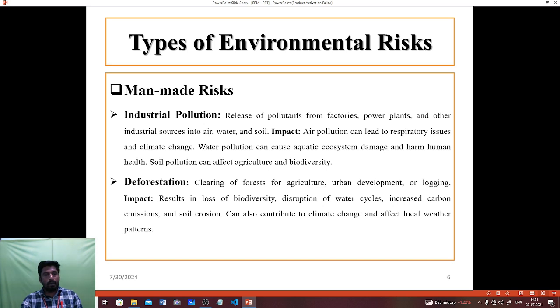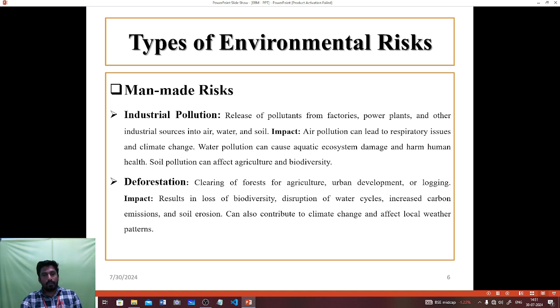And the second type is man-made risk. Man-made risk is when we disturb the environment through our own activity or for our own profit. Something happens to the environment, so it reflects some changes or modifications. The environment will be changed or affected in its natural resources. We release pollution from factories. One of the main factors is pollutants from factories, power plants and other industrial sources into the air, water and soil. So it is our own disturbance of the environment.